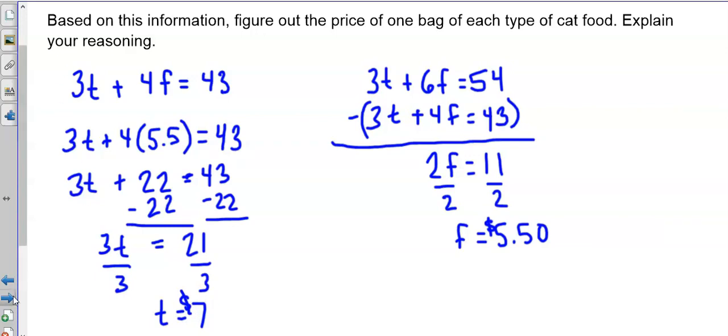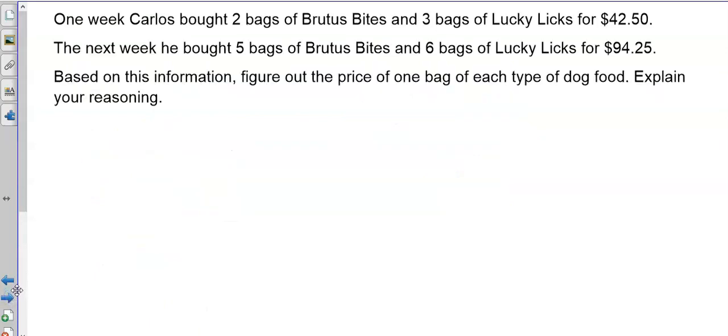Let's take a look at another example. One week, Carlos bought 2 bags of Brutus Bites and 3 bags of Lucky Licks for $42.50. The next week, he bought 5 bags of Brutus Bites and 6 bags of Lucky Licks for $94.25. Based on this information, figure out the price of 1 bag of each type of dog food and explain your reasoning.